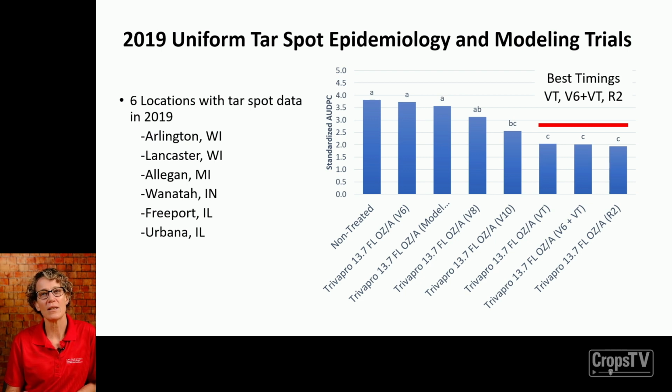And in this experiment that was done, only Trivapro was sprayed. The Trivapro was sprayed at V6, which was a model application. And then we have an application at V8, V10, VT, a double application, and an application at R2. And from across these trials, the best timing in 2019 for that application of fungicide to reduce disease was VT and R2, and that double application was not different.